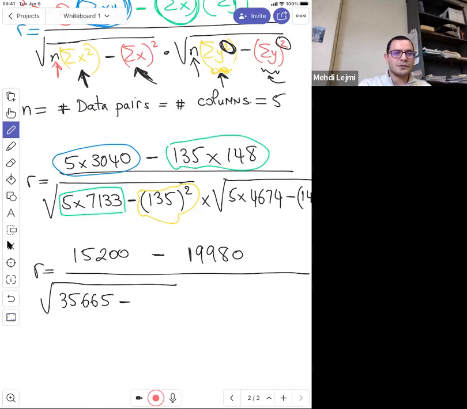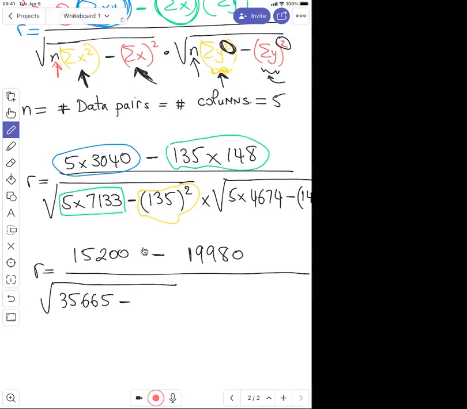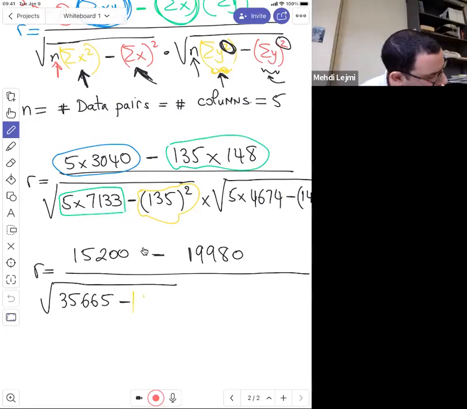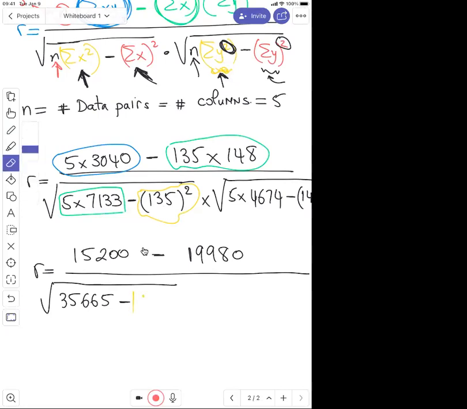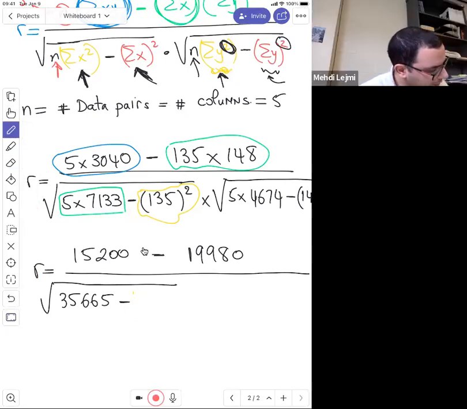So that's equal to, let me see my notes, 135 times 135. So that's 18,225. So both numbers, guys, are under the square root, okay? All right, times, and then there's another square root.